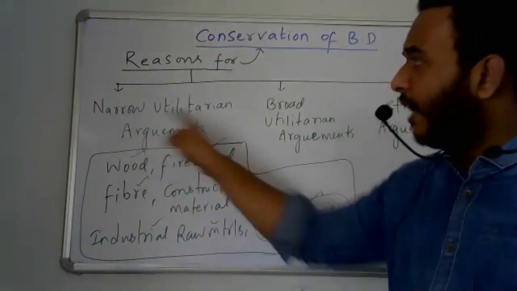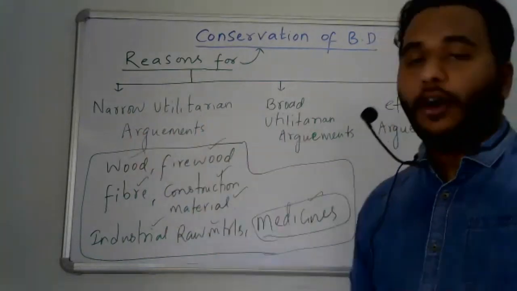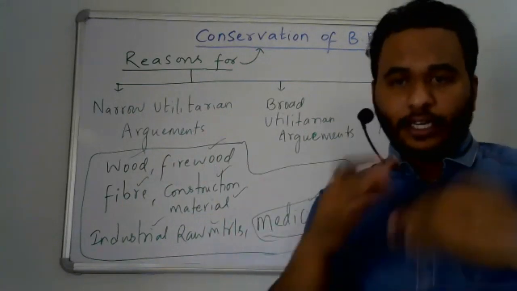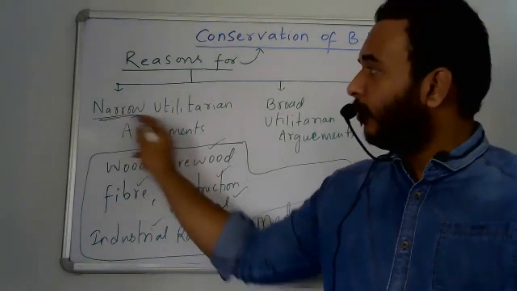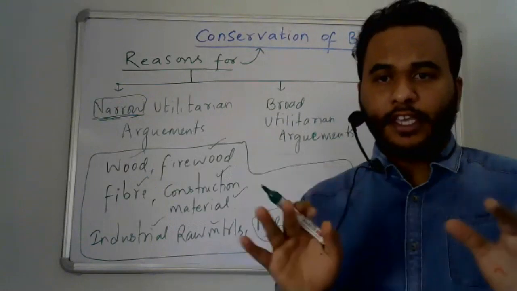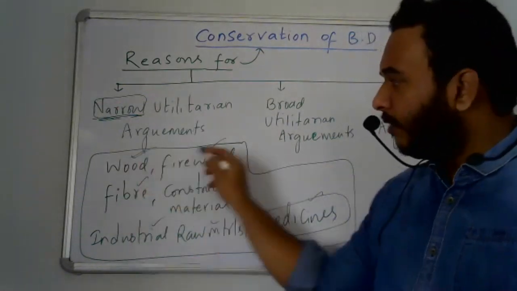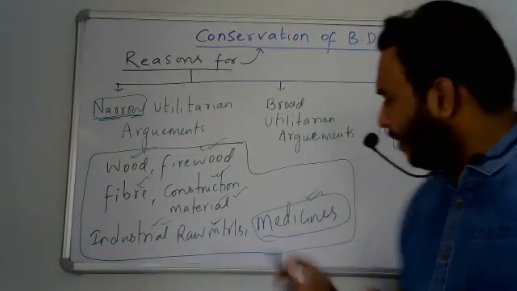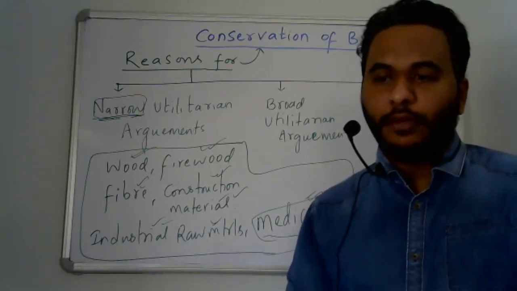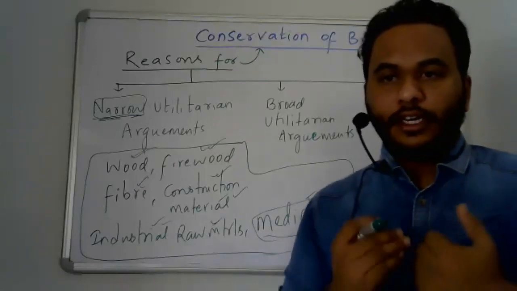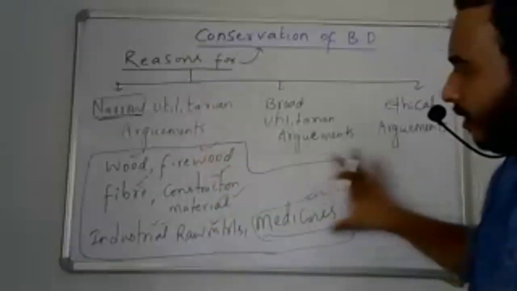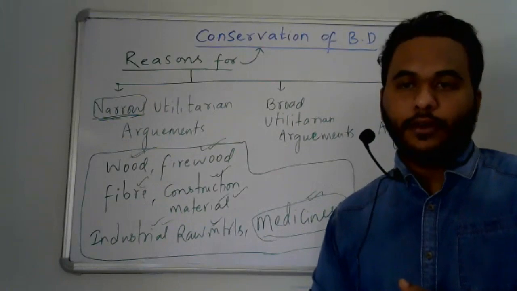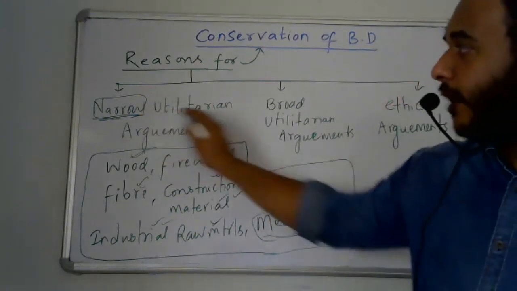So this comes under narrow utilitarian arguments. That means in a narrow way. If we think in a narrow way, according to human beings only, that's why it is narrow. Only for ourselves we are thinking. Human beings especially need wood, firewood, fiber, construction material, industrial raw material, medicines. In exceptional cases, medicines can be used for animals also, but first of all they are needed by human beings. So these all are the sources we are going to get from the forest. This is called narrow utilitarian argument.